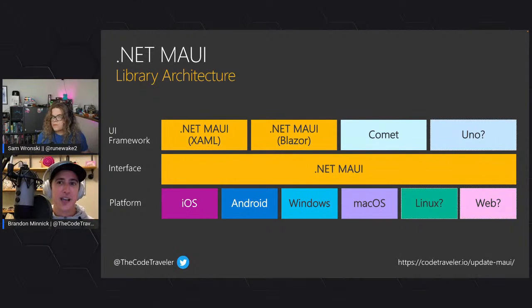It gives us developers an easy way to essentially create our own UI frameworks, bring our own app models into the .NET Maui ecosystem, which ultimately allows us to then run those apps on iOS, Android, macOS, and Windows.